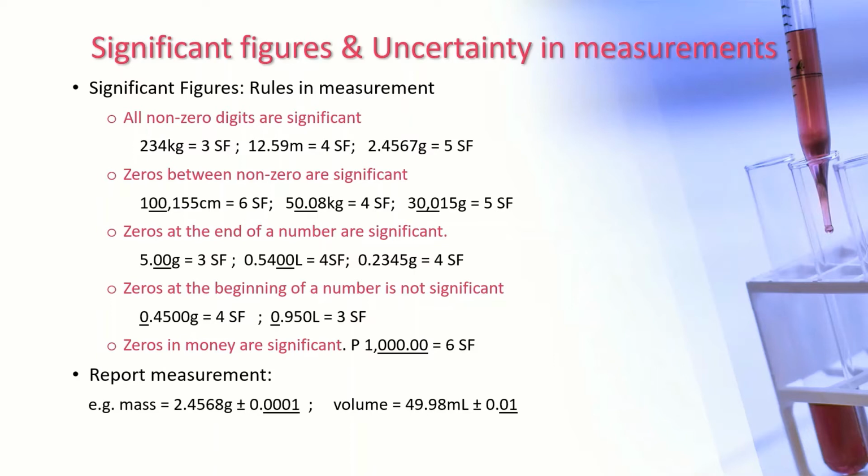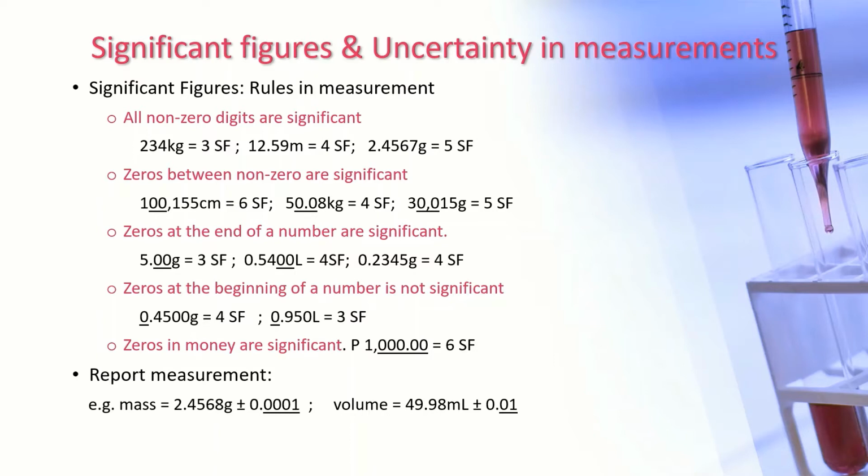For the second rule, zeros between non-zero digits are significant. For value 1155 cm, it has 6 significant figures. 50.08 kilograms, it has 4 significant figures. And 30,015 grams, it has 5 significant figures.